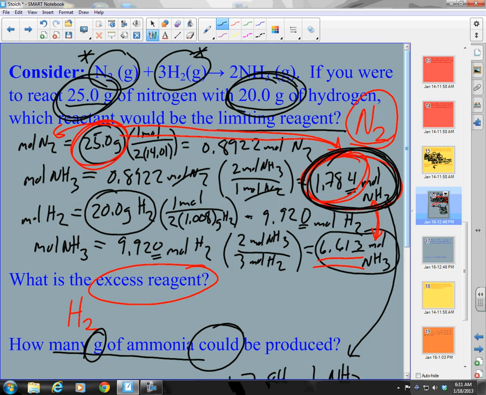There is something a little bit counterintuitive about this. Which reactant actually had fewer grams? Well, I have 25 grams of nitrogen and 20 grams of hydrogen. Okay, so I have less hydrogen. So initially you'd think, oh, well then hydrogen's going to run out and it's the limiting reagent. And that answer is wrong, right?